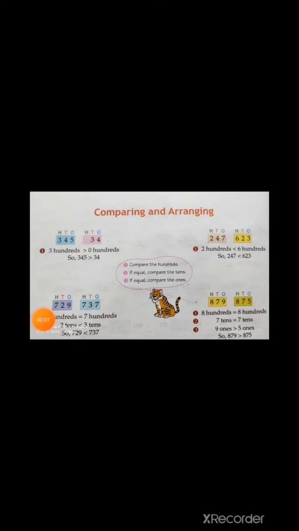Now come to page number 38. Here we will learn comparing and arranging the numbers. So how we can do this one? So first we have to compare the hundreds. If these two hundreds are equal, compare the tens. If the tens are equal in both the numbers, you have to compare the ones.